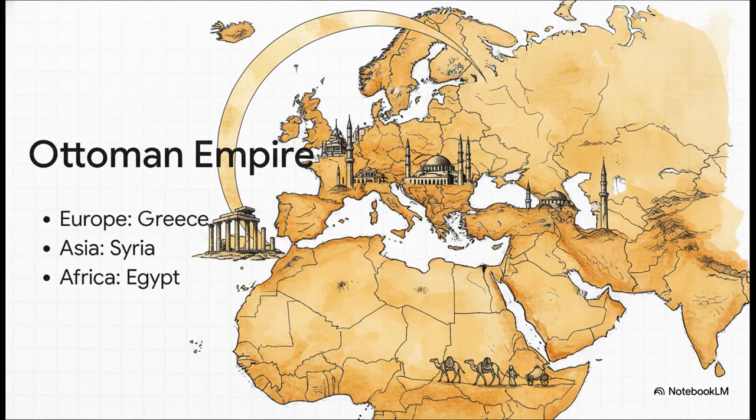Take the Ottoman Empire, for example. Operating from the 14th century all the way into the 20th century, their multi-continental reach was just staggering. They expanded deep into Europe, holding places like Greece and Bulgaria, across Asia, controlling Syria and Iraq, and throughout North Africa, ruling over Egypt and Algeria. What made the Ottoman Empire incredibly unique during this era of global empires is that it served as a massive, contiguous land bridge directly connecting East and West. That stands in stark contrast to the purely maritime, overseas empires built by Western European powers.